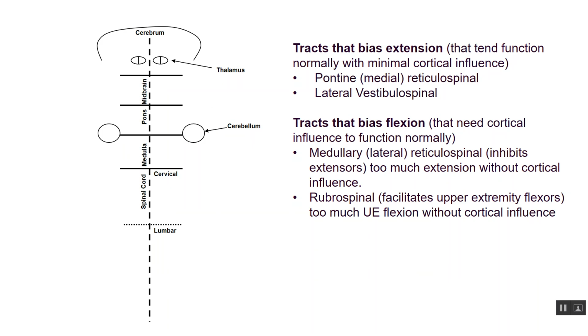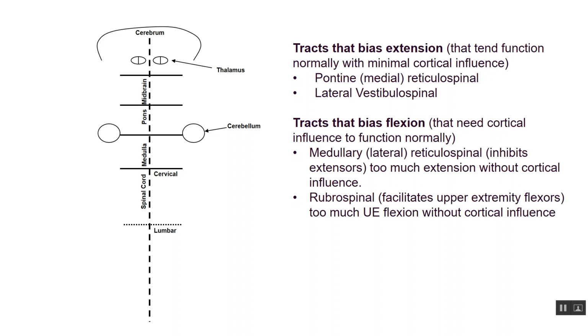This is why this happens. Remember we have some pathways that we talked about. We have several tracts that tend to bias extension, and they tend to work pretty normally without much influence from the cortex. All of our brainstem pathways for the motor system. I'll re-upload this PowerPoint with this particular slide on there, because I changed 1 or 2 other slides.